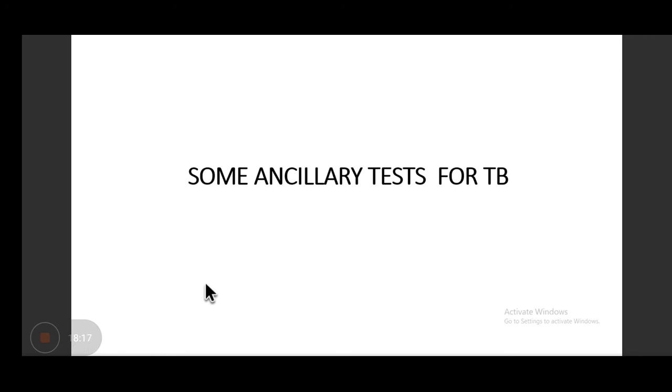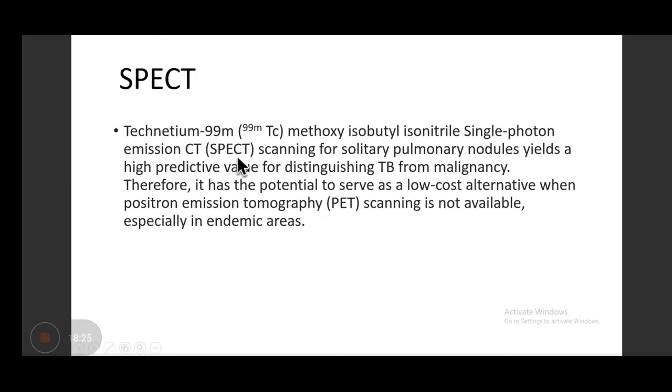Some ancillary tests for tuberculosis, that is, some newer tests that we can use in diagnosis. One is SPECT, single photon emission computed tomography. This is a type of CT scan, a technetium labeled scan, used for solitary pulmonary nodules and yields a high predictive value for distinguishing TB from malignancy. So it's very specific and especially useful for distinguishing TB from malignancy. It has the potential to serve as a low-cost alternative when PET scanning is not available. Especially if you are suspecting malignancy, then you should do SPECT.